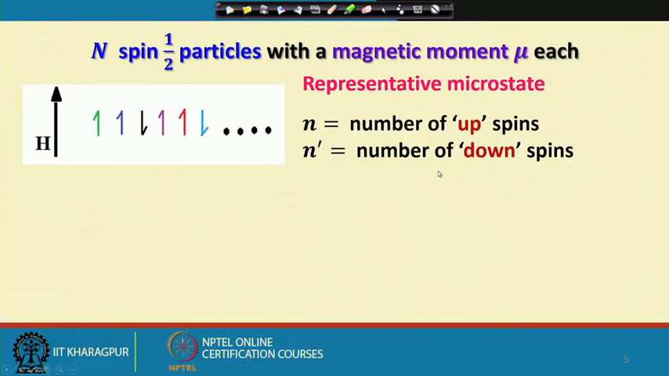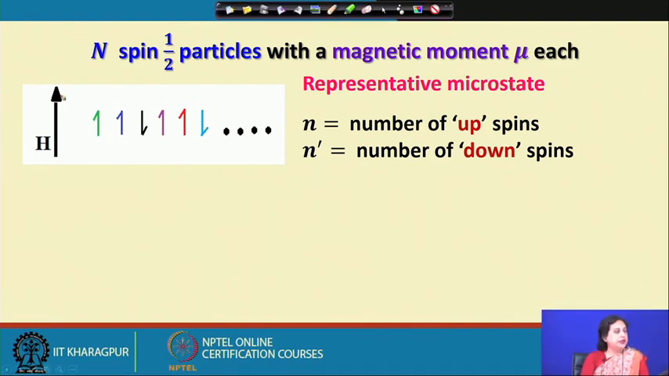So, here is a representative microscopic state, as you can see. This is the direction of the applied field. This white region defines the total volume V that is available to the spins for occupation, and here particle 1 is pointing up, particle 2 is pointing up, but particle 3 is pointing down, and the other spins are also taking up their respective orientations.